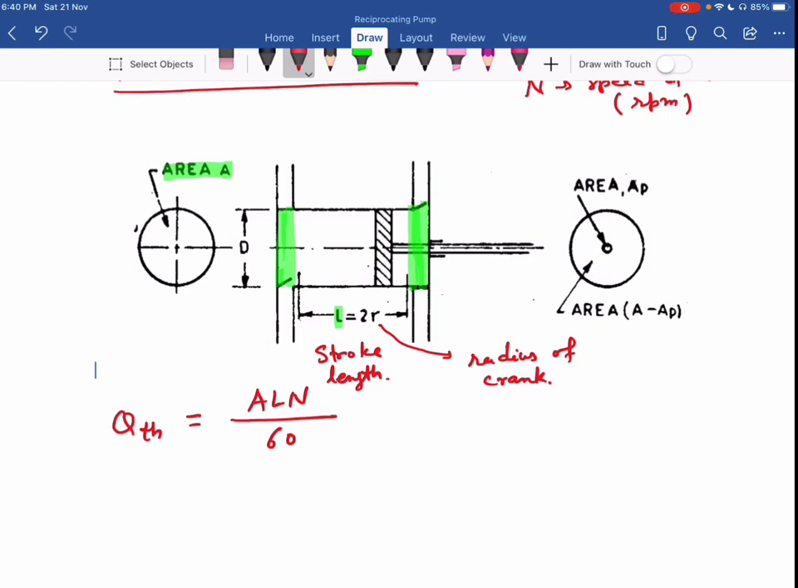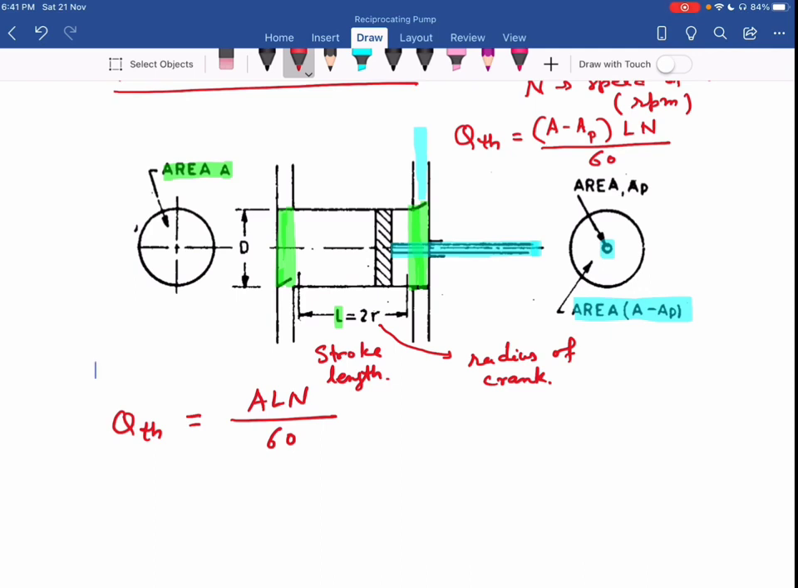In this case, I neglect the thickness of the piston rod. This is my piston rod. If I consider it, my effective area is the total area of the cylinder minus the area of the piston rod. So the discharge on this side, QTH, is equal to area, where the effective area is A minus AP, into L into N divided by 60.